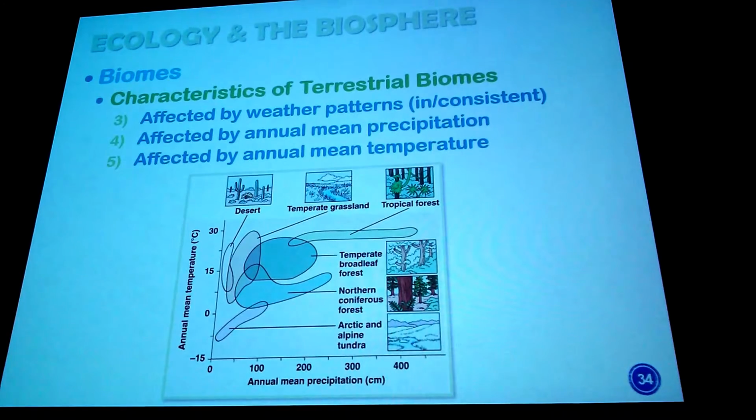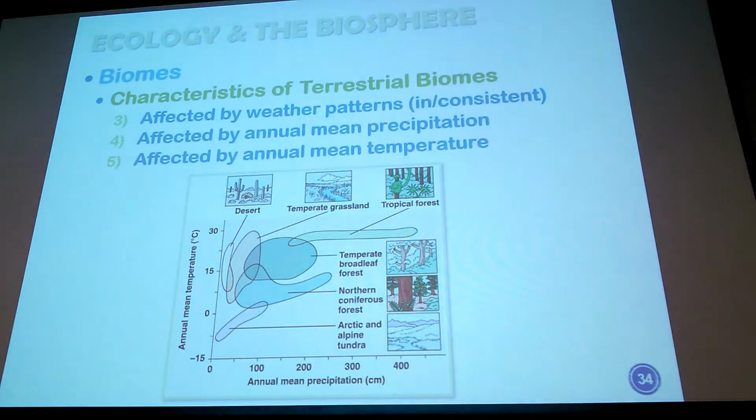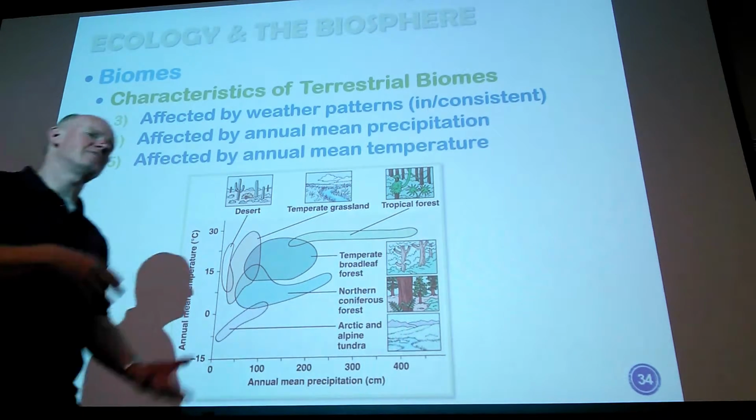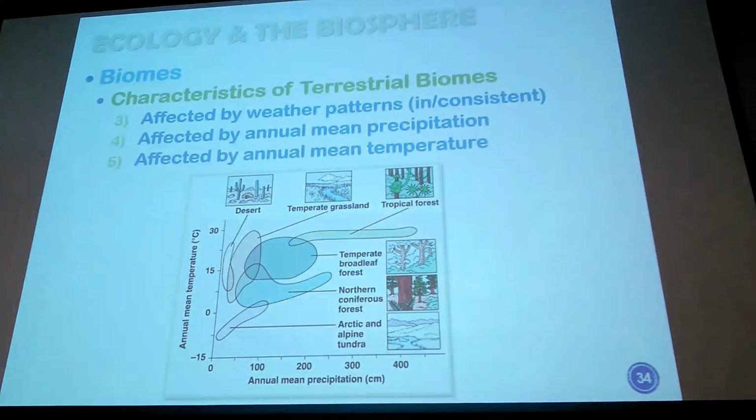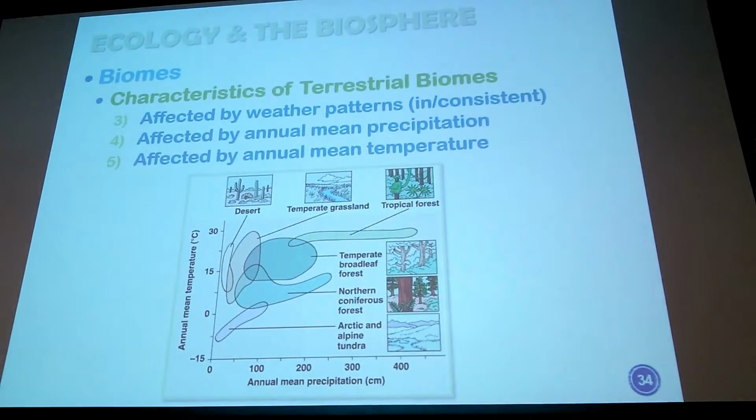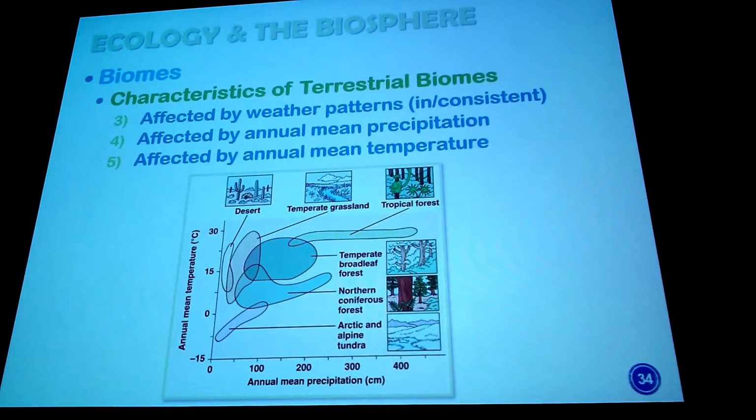Also, terrestrial biomes can be affected by weather patterns, which could be consistent or inconsistent. That's what that inconsistent means. Affected by annual mean precipitation: how much rainfall do you get on an annual basis? Also affected by annual mean temperature: what's your temperature on an annual basis?